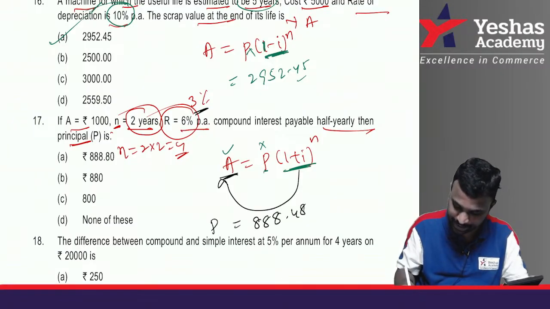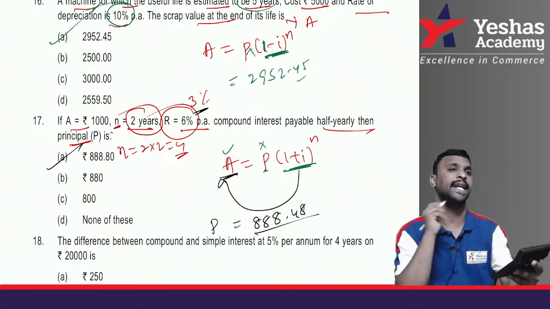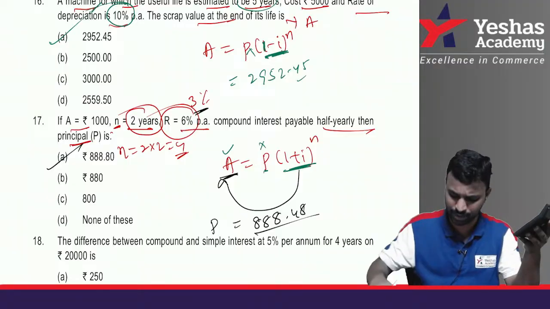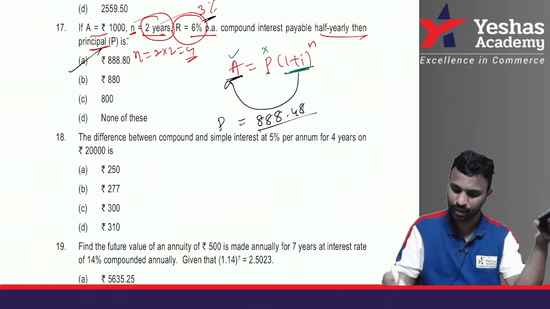888.48. So that is principal. Guys, the nearest answer is 888.80. That is the right answer. Please don't take none of this. Approximation is always allowed. Have you understood?